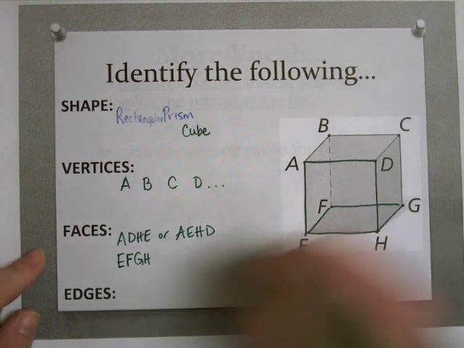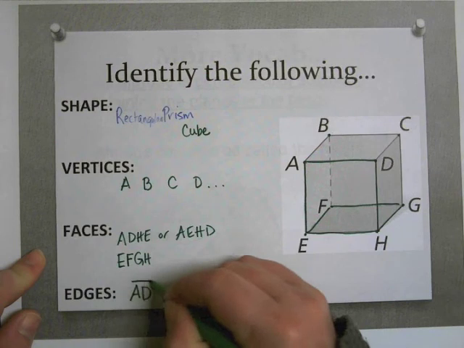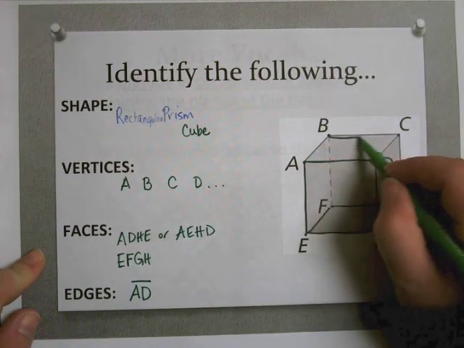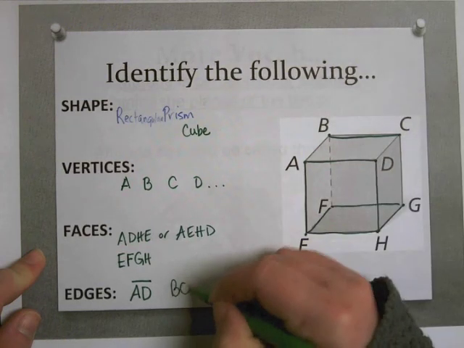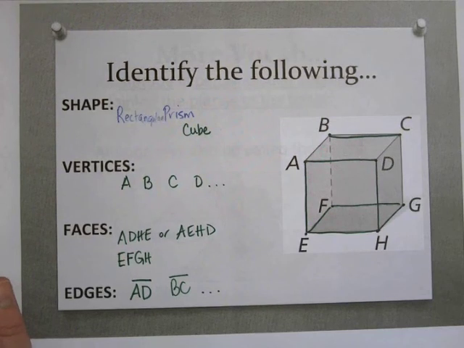Edges are segments, so remember how we write a segment. If I want to do that segment right there, it's AD, and I put a segment bar over the top. If I want this segment back here, it's BC, and I put a segment bar on top. Again, there's a lot more edges there, but I'm not going to name them all.